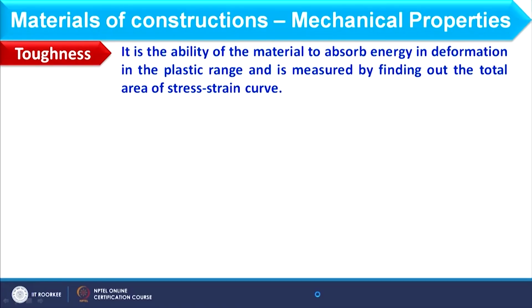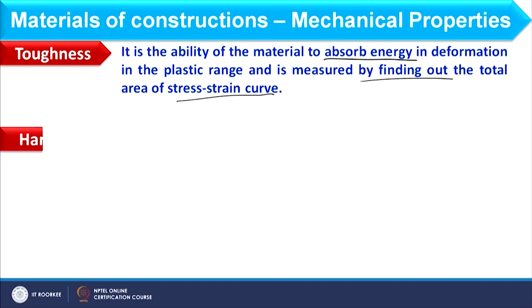Next property is the toughness. It is the ability of the material to absorb energy in deformation in the plastic range, and is measured by finding out the total area of the stress strain curve. So, this is basically the toughness, which quantifies how much energy is absorbed in deformation.